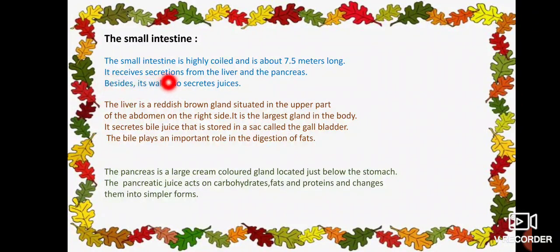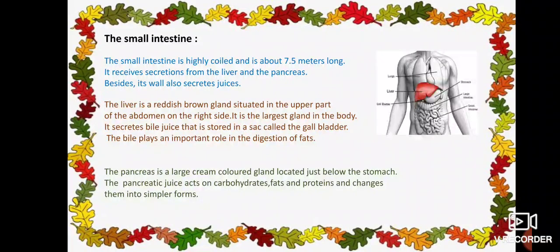It receives secretions from the liver and the pancreas. Small intestine receives secretions, that means some of the juices or digesting materials it receives from the liver and the pancreas. Besides, its wall also secretes juices. That means small intestine also secretes some digestive juices. Along with that, it receives some secretions from the liver and pancreas. Where are these liver and pancreas located? Let's learn. See here.